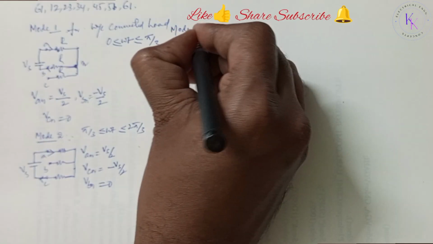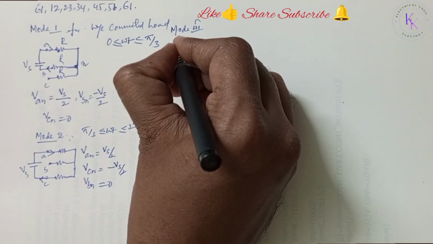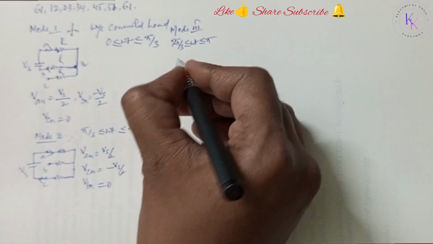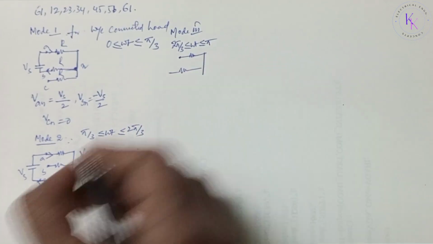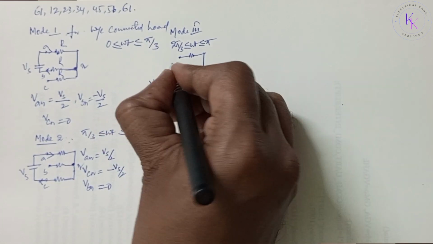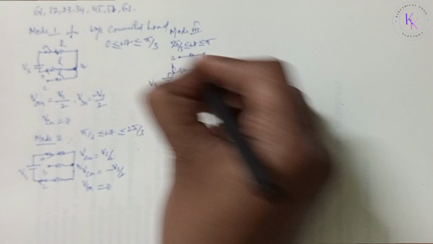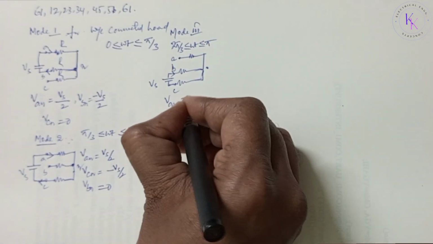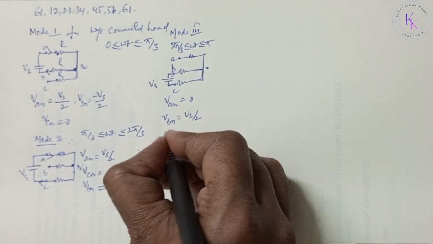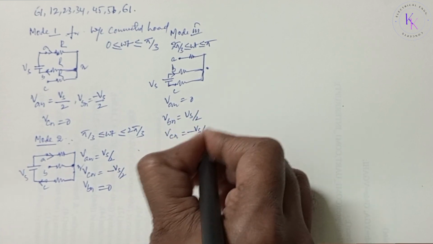Mode 3 between 2 pi by 3 and pi. Vs is connected between B and C, and A is left alone. Then VAN equals 0, VBN equals Vs by 2, VCN equals minus Vs by 2.